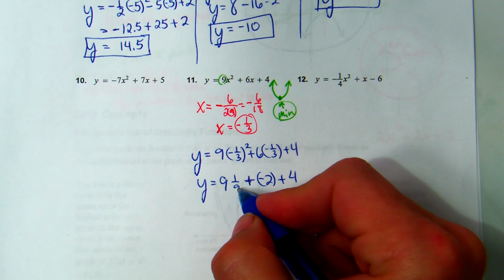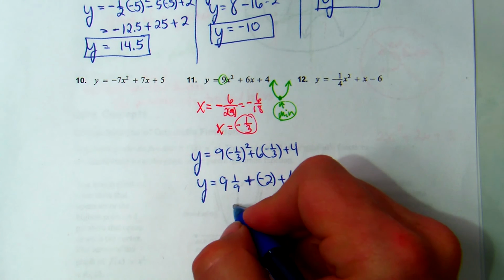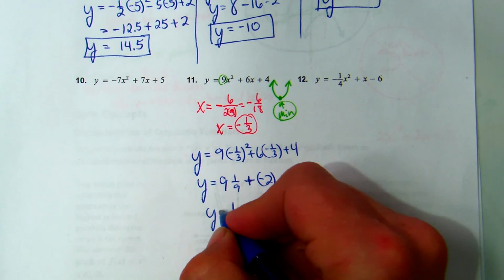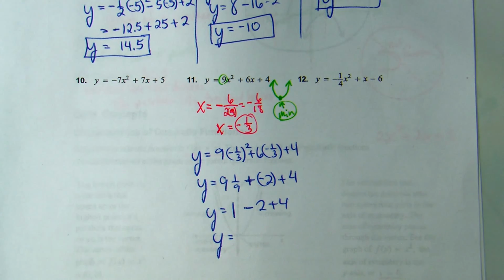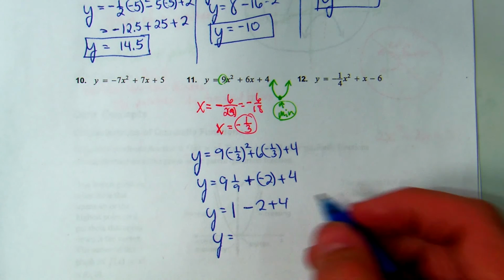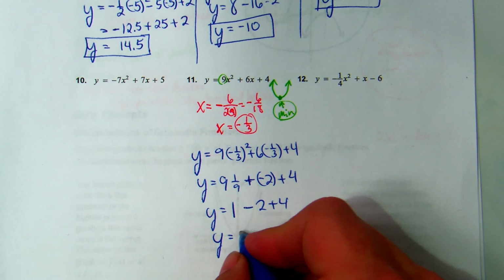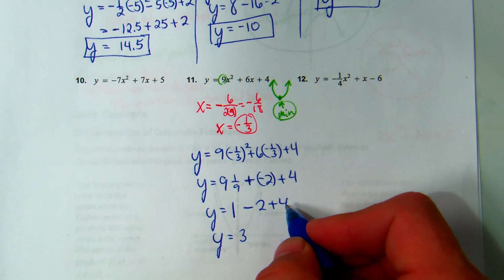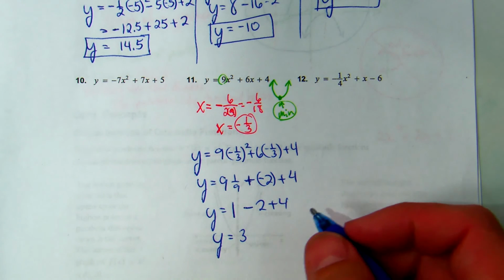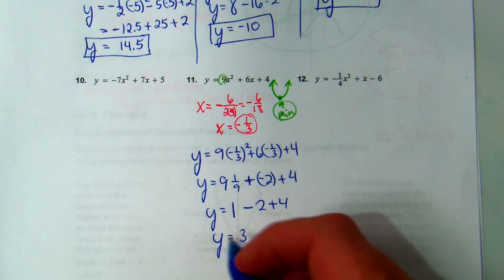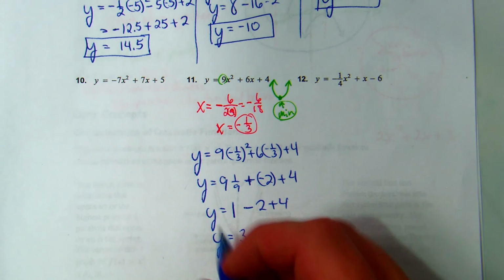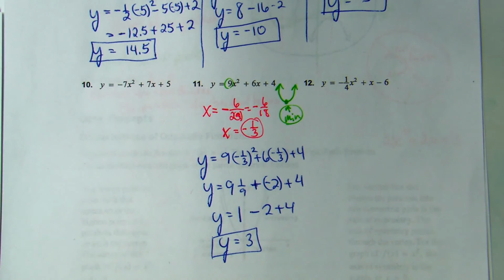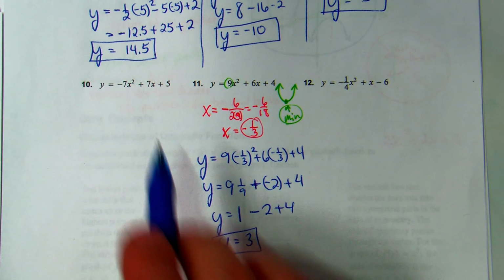Well, 9 times 1 over 9 is 9 over 9, or just 1. Then we minus 2, and we add 4. And so y, final answer, is going to be what? 3. 1 minus 2 is a negative 1, plus 4 would be a positive 3. So my value for this minimum is going to be y equals 3. Okay? Y equals 3. And you can do these the same way.